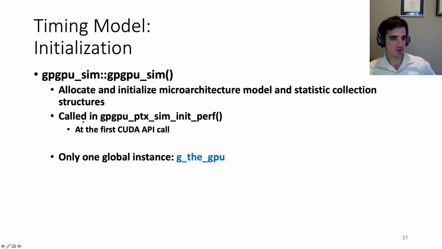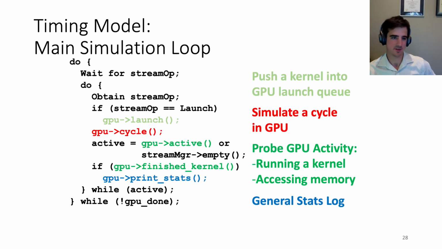This is called inside this GPGPU-PTX-Sim init_perf function, and this gets called at the first call to the CUDA API. There's essentially one global pointer, g_the_gpu, that contains this big object. And that thing gets passed around to various different places.